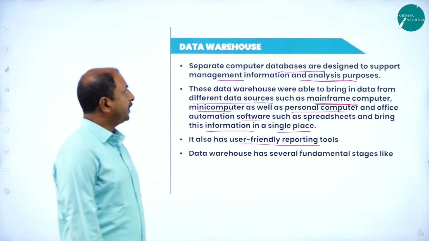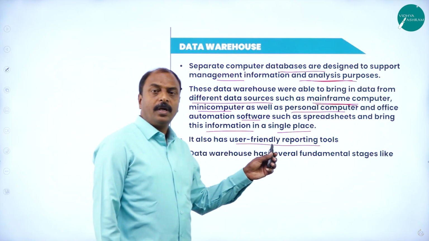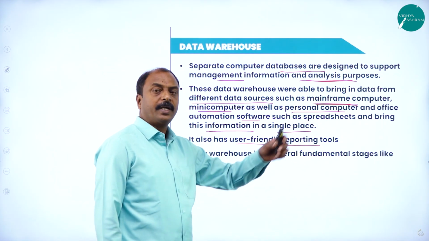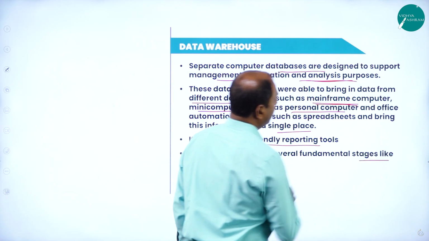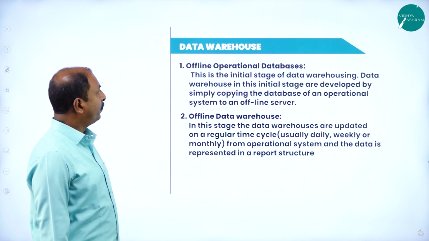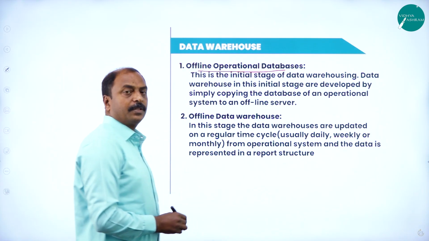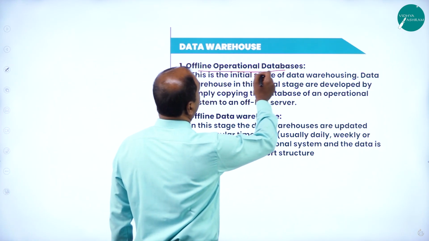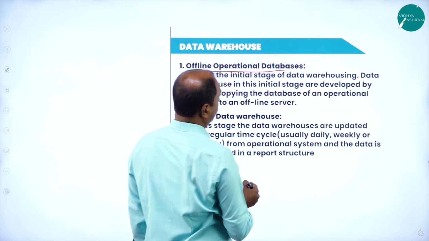Once the database is available, it is easy for anyone from the organization to generate different types of reports. Data warehouse has several stages. The first one is the offline operational database. This is a type of warehouse. See, this is the initial stage of data warehousing.